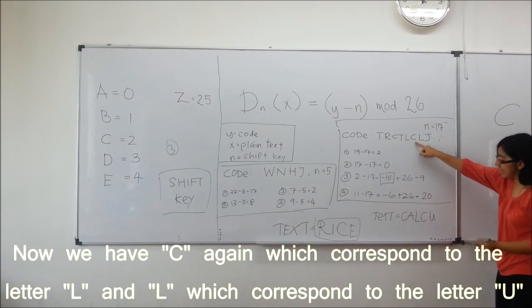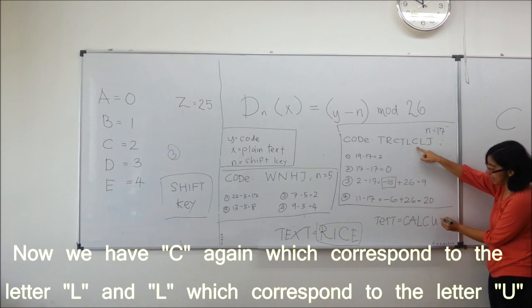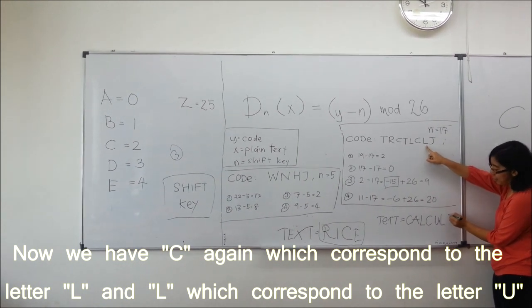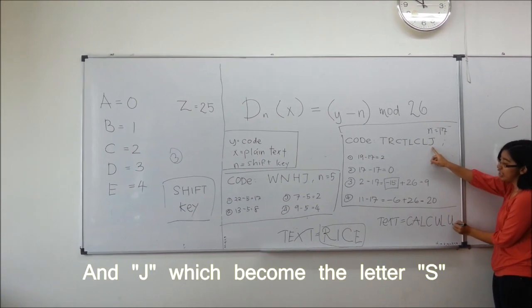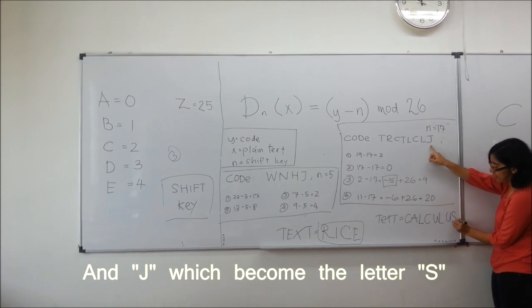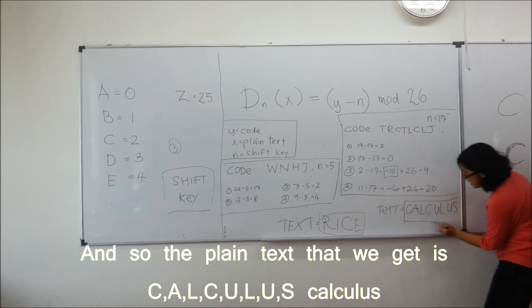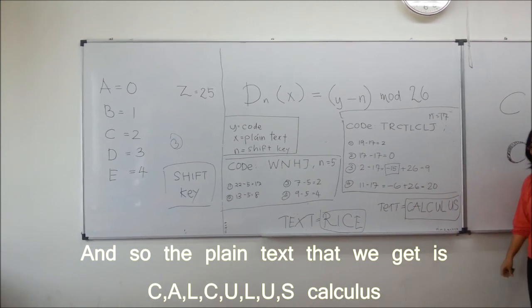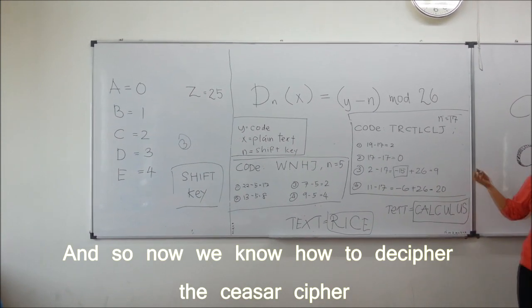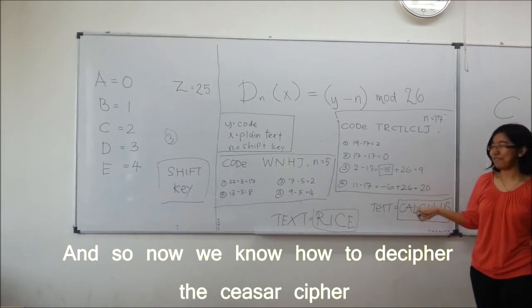Now we have C again, which corresponds to the letter L, and L, which corresponds to the letter U, and J, which becomes the letter S. And so the plain text that we get is CAL, CU, LUS, calculus. And so now we know how to decipher the Caesar cipher.